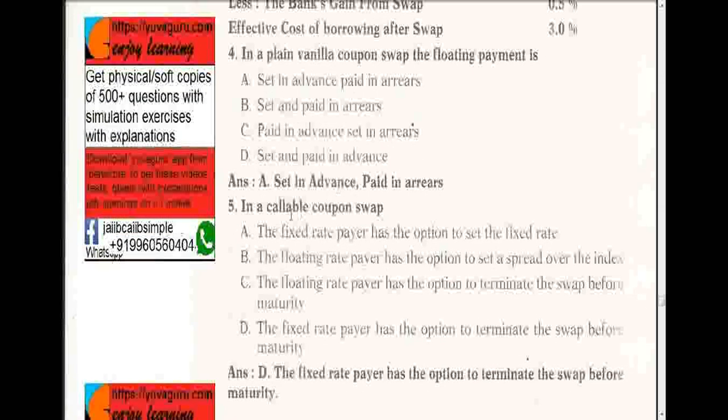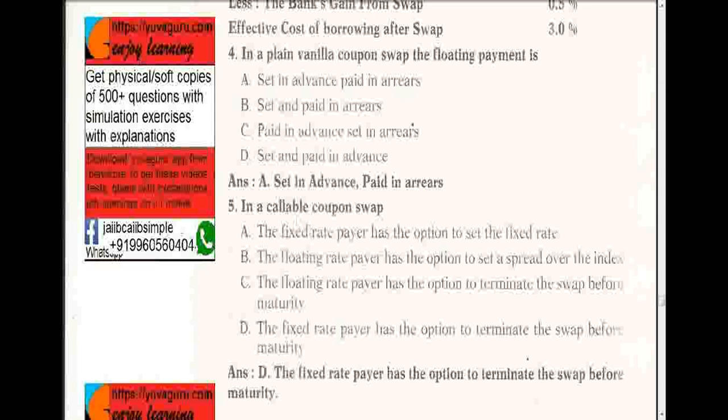In a callable coupon swap, you can read the options given. The correct answer is the fixed rate player has the option to terminate the swap before maturity. Remember, the meaning of callable is someone is able to terminate. Now who is this someone? The fixed rate player, because he is at the advantage part. So always the fixed rate player has the option to terminate the swap before maturity.